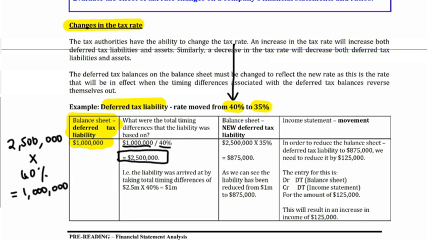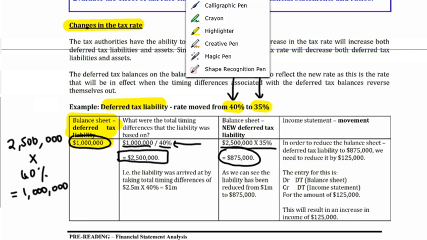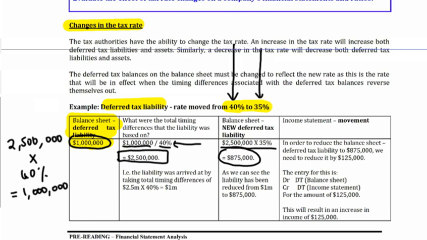my $1 million. Now when the tax rate changes to 35%, what I need to do, I need to go and take that $1 million, gross it back up at the rate that it was created at, and now multiply it by the new rate of 35%. And what do you notice? That my deferred tax liability goes down. But of course it goes down because it's now based on a lower rate.